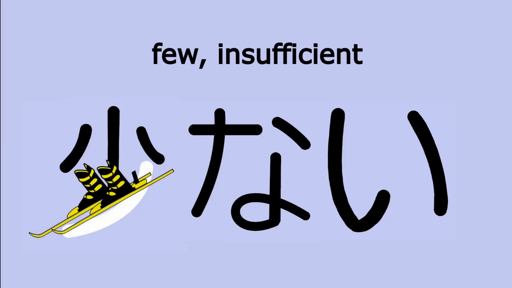Why few, insufficient? Well, like I said, small, short on the left side, and nai is the Japanese negation. It means not, which is usually added at the very end of the sentence. We pronounce insufficient or not enough as sukunai, and like I said, nai is the negation, and suku, we can remember it like ski nai. There won't be any skiing because there is not enough snow on the slope.